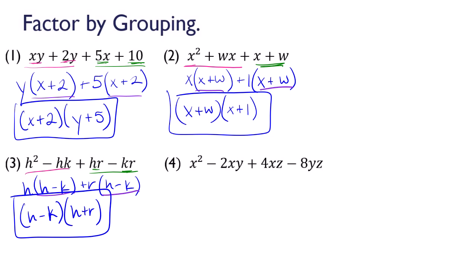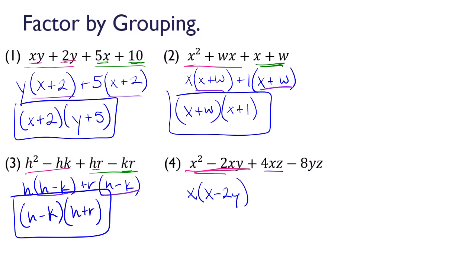All right, number 4, we have a little more going on here. Same idea though, the GCF between the first two terms is going to be x. Our leftovers will be x minus 2y, right? x squared divided by x is x. And negative 2xy divided by x is just negative 2y.